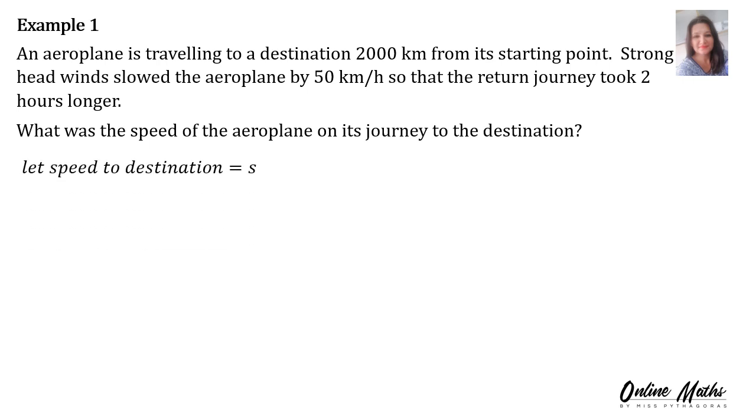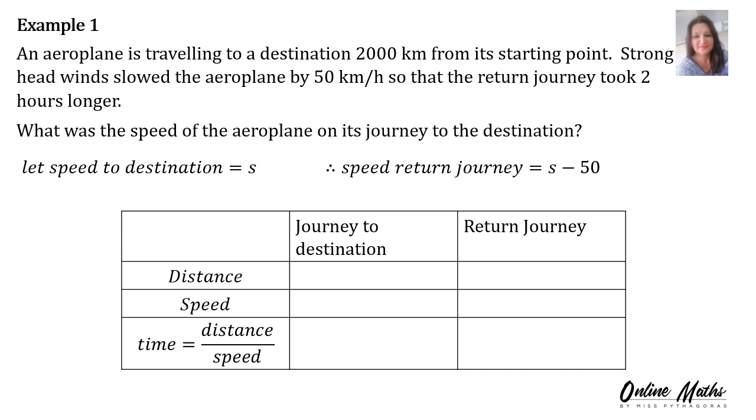First of all, you choose a variable and you say let speed to the destination be equal to s. Then the speed of the return journey will be s minus 50. And then you're going to make a little table for yourself. On the left hand side, you fill in your columns distance, speed and time. And then on the right hand side, there are two situations. There was the journey to the destination and then there's the return journey.